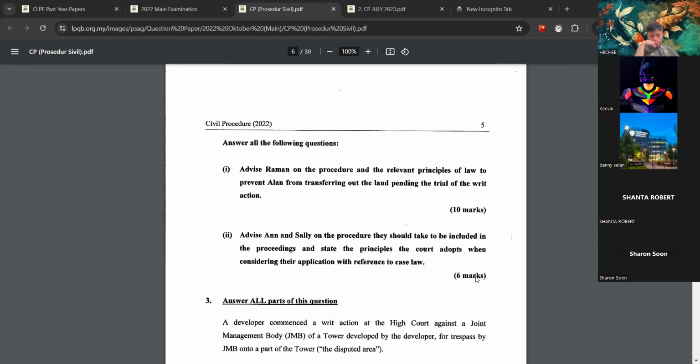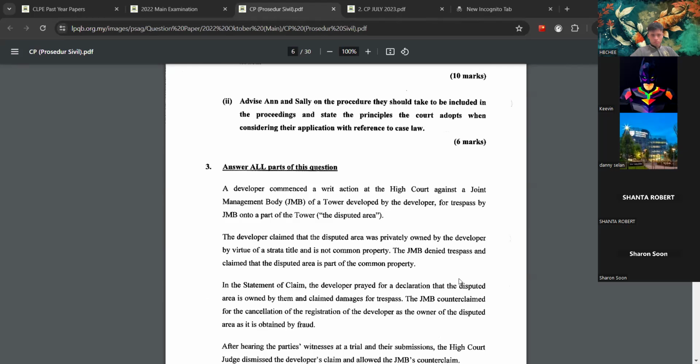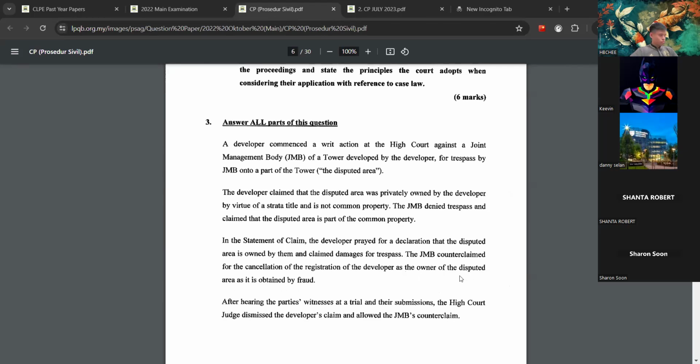Now part 2. Sally and Anne want to be included in the proceeding, and state the principle the court adopts when considering the application. So this one is quite interesting. Anybody? Okay. I can see A's answer is correct already.